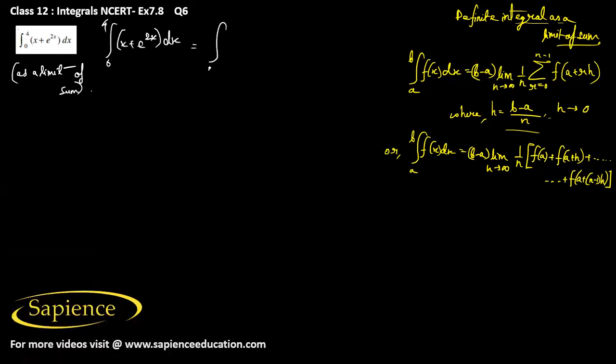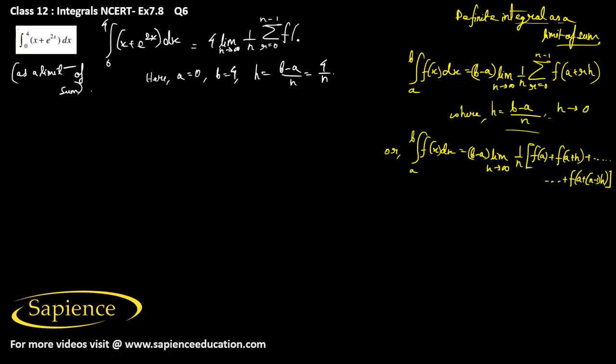So this can be written as the integral from 0 to 4. So here a is equal to 0, b is equal to 4. Therefore h will be equal to b minus a by n, that will be equal to 4 by n. So b minus a is 4, so 4 into limit n tends to infinity 1 by n into summation r goes from 0 to n minus 1 of f of 0 plus r into h, where h is equal to 4 by n.